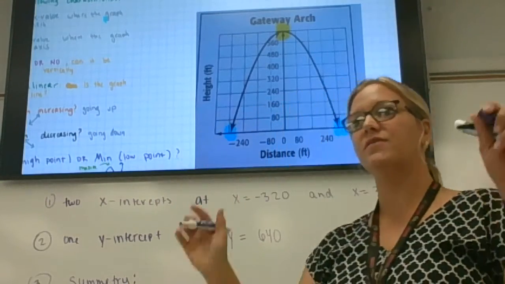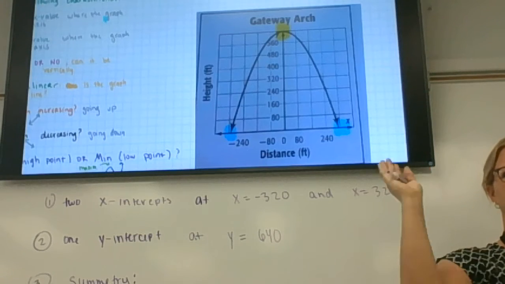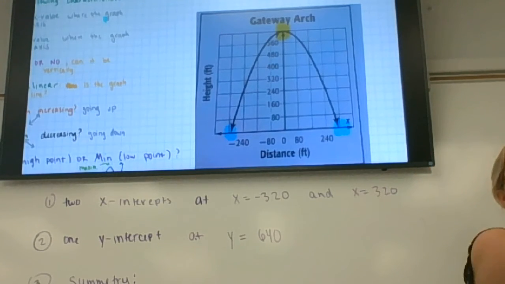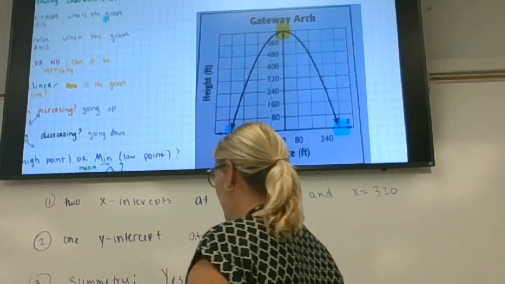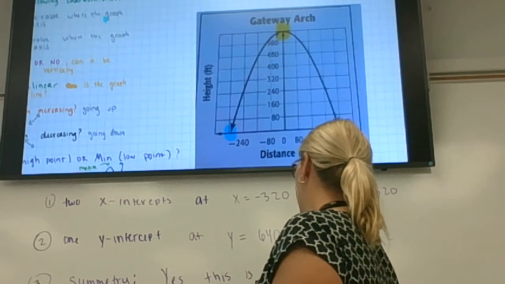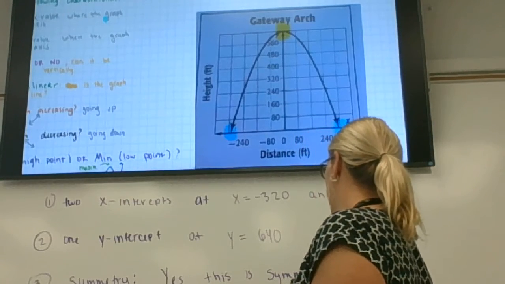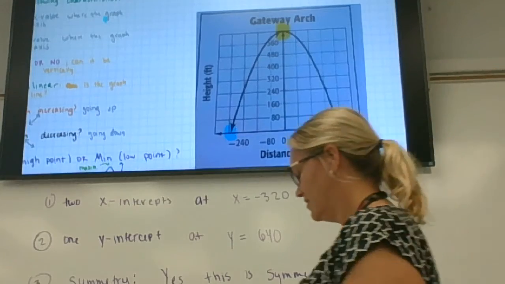So does this graph show symmetry? Can we fold it over the hot dog way, the long way, and it'll match? Yes, because it has the same X values. Yes, this is symmetrical. I heard you, Libby. Who didn't hear her?